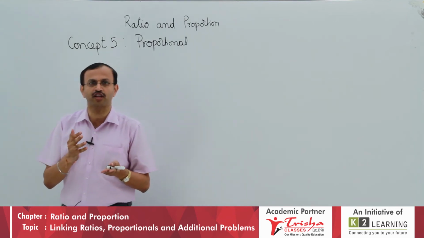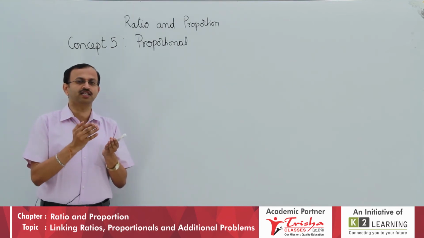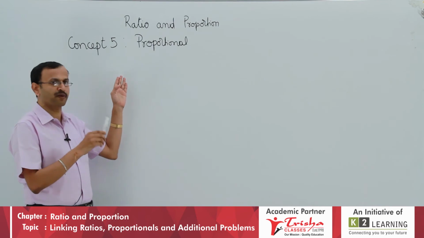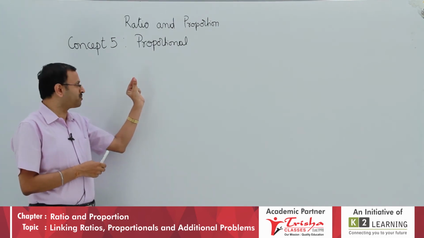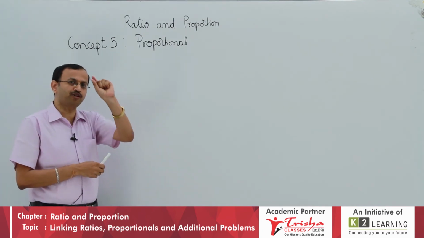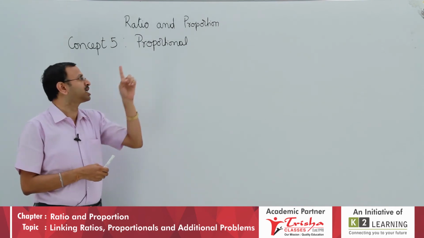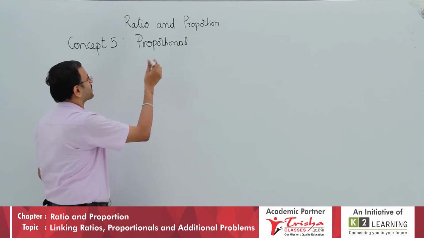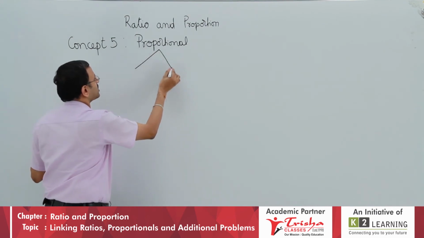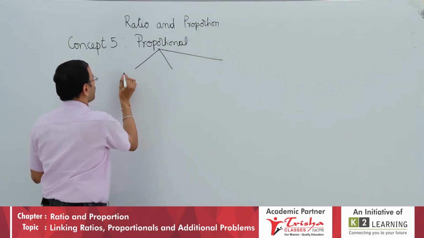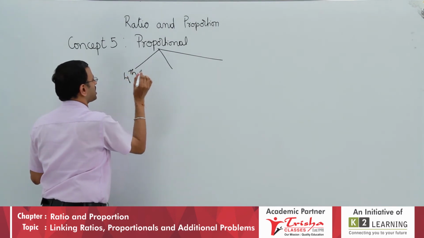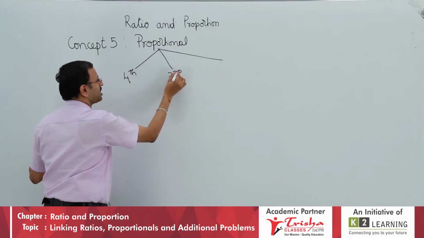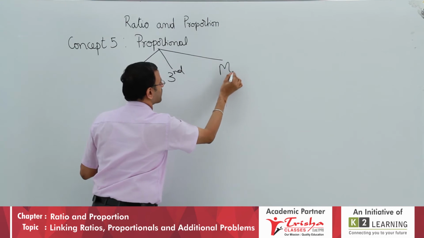How do you work out a proportional? Proportional means, when you say proportion, four numbers. They will miss one number and they expect you to find out that single number, called the proportional. There are three different types of computation involved in this. They may ask you the 4th proportional, the 3rd proportional, or the mean proportional.